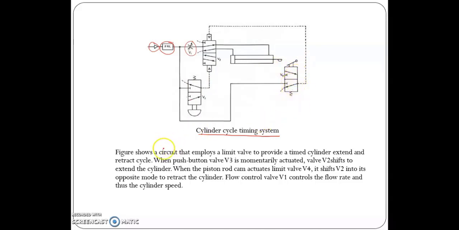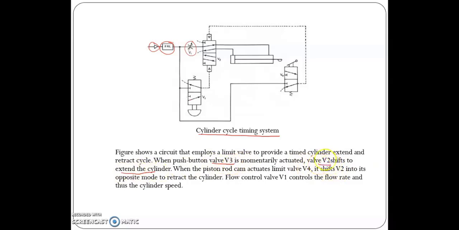Okay, so for the operations, the figures of the circuit show that the circuit employs a limit valve to provide a time cylinder extend and retract cycle. Okay, when push button valve V3 is momentarily actuated, the valve V2 shifts to extend the cylinder.